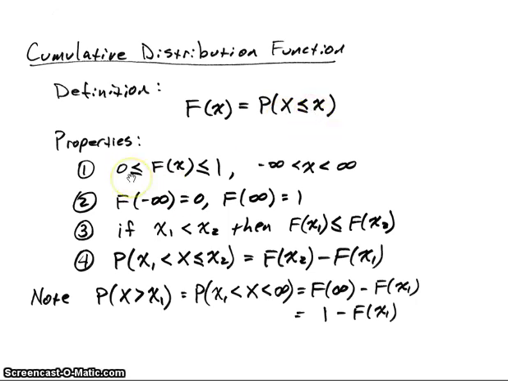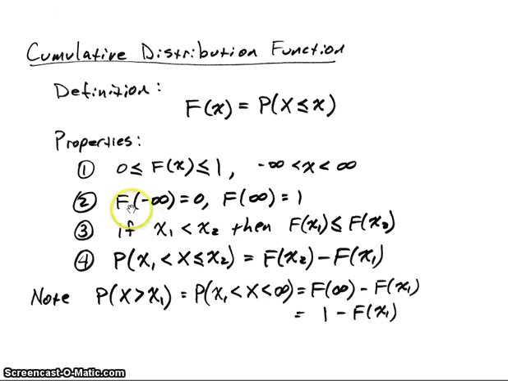Now let's look at some of the properties of this cumulative distribution function. Since it's a probability, we know that that value will be somewhere between 0 and 1. And x, the value of x, can be any real number between minus infinity and infinity. Now let's look at the second property, and we'll reason if these are true or not.